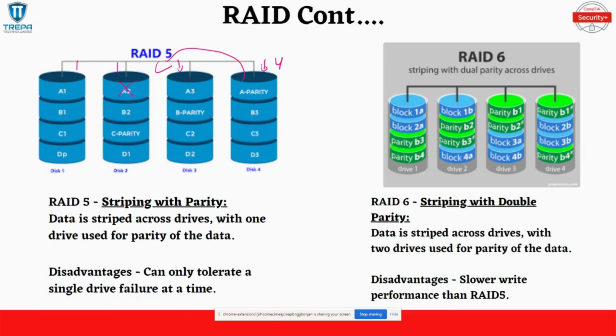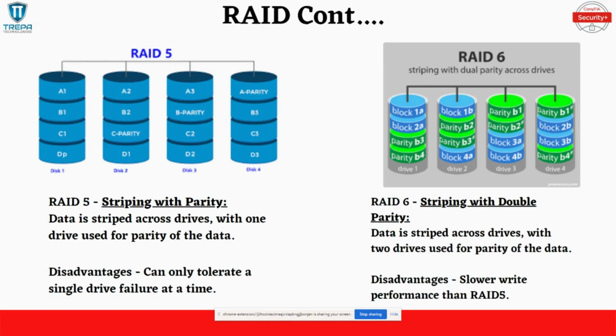RAID 6 operates the same way as RAID 5, but just more parity bits, allowing for more redundancy with drive failures. Disadvantage, slower write performance, and of course less storage space because those parity bits are taking up an area where you can also have storage, right?